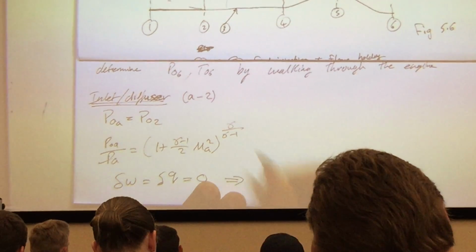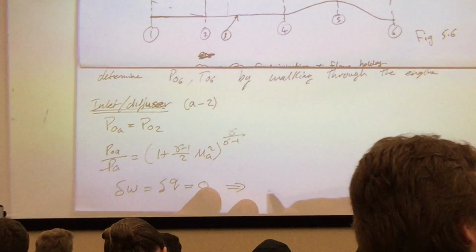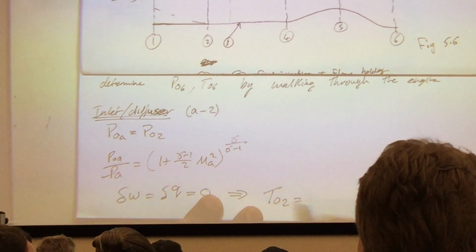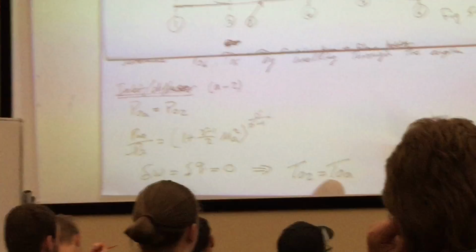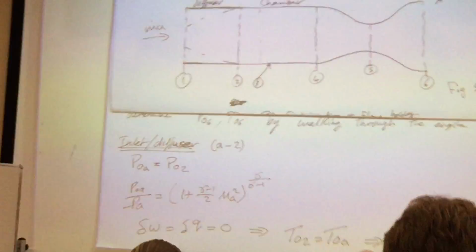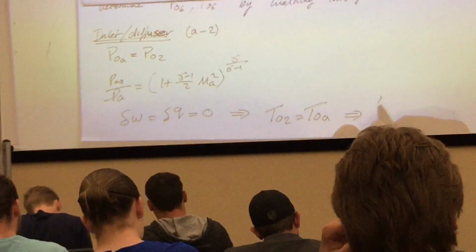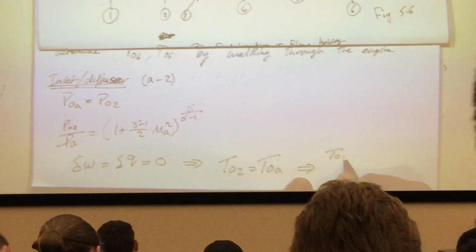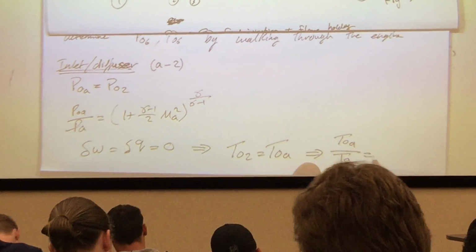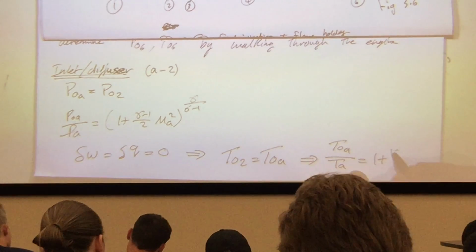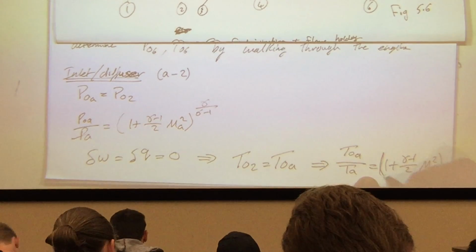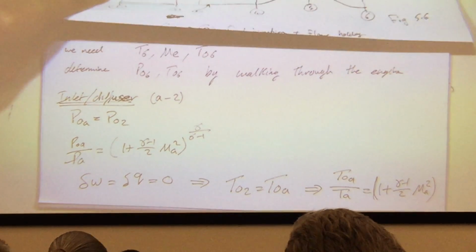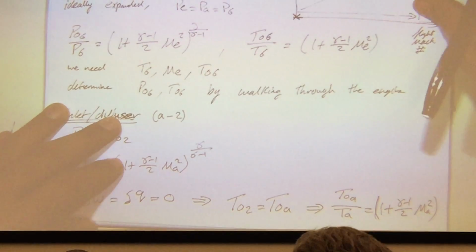Once I know this, it's still an ideally isentropic situation, so T stagnation 2 is equal to T stagnation at the free stream. If I know my temperature from the ambient, I can say T stagnation A over TA is equal to 1 plus (gamma minus 1) over 2 times M A squared. Nothing special there because I assume an isentropic situation, so that makes it easy.